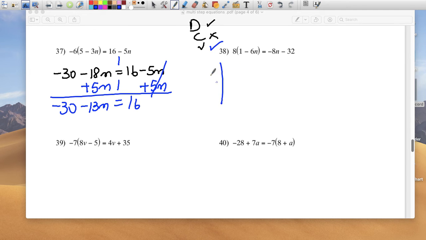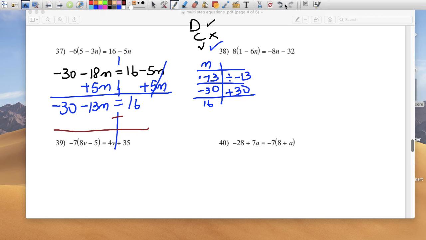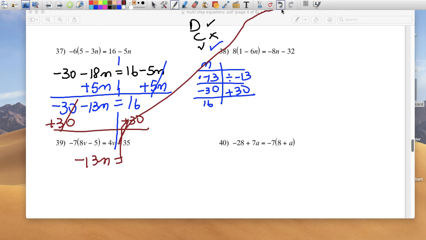Now, we've done that. We can do this. Variable is what? N, which is being multiplied by negative 13, and then subtract negative 30, which gives you 16. So we're going to do plus 30 and then divide by negative 13. Plus 30 here, plus 30 here. Minus 30 and 30 is 0. Negative 13n comes down, equals, and 16 plus 30 is 46.